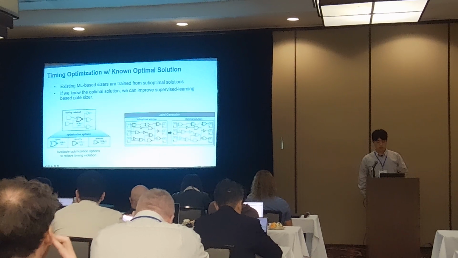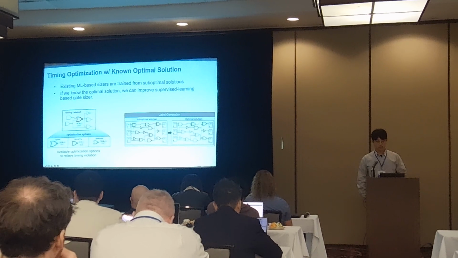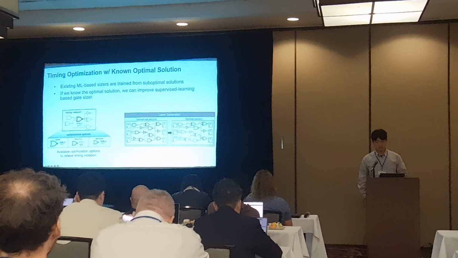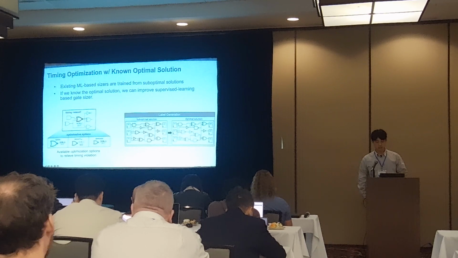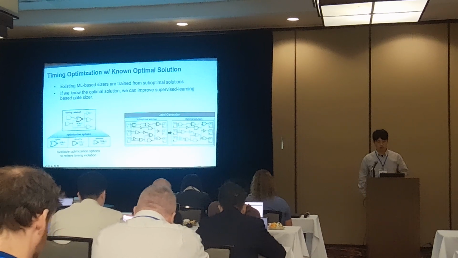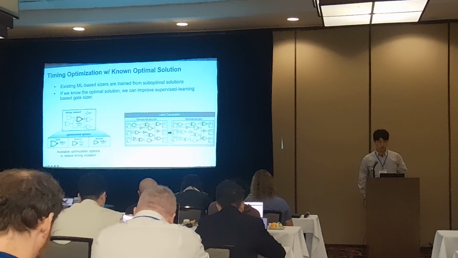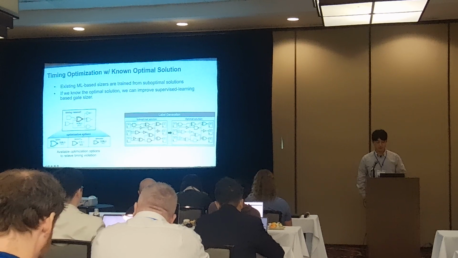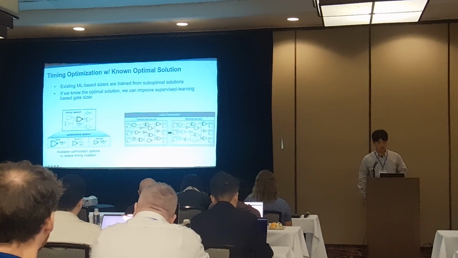Imagine if we could generate a netlist with a known optimal solution. Your model could learn directly from it. Now, can this model predict the optimal solution for real-world designs? The problem with existing ML-based sizers is that they are trained on suboptimal solutions. But if we were to have access to optimal solutions and use them as labels, we could train a much better ML-based sizer. Our future work will include this sizer.